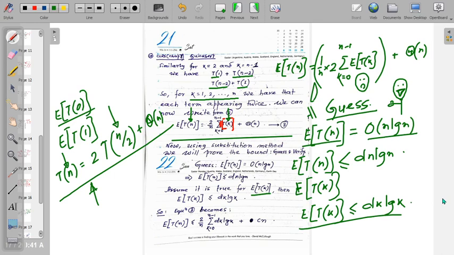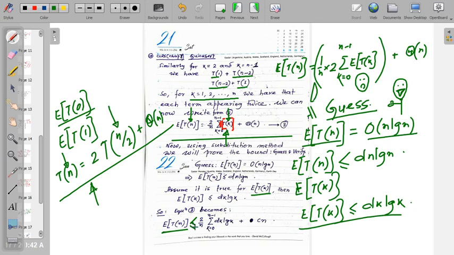So now this expectation of Tn, what is it coming to? It is less equal to this. We are putting the expectation of Tk value here. Expectation of Tk is less equal to dk log k. So it is less equal to, this term is coming here.